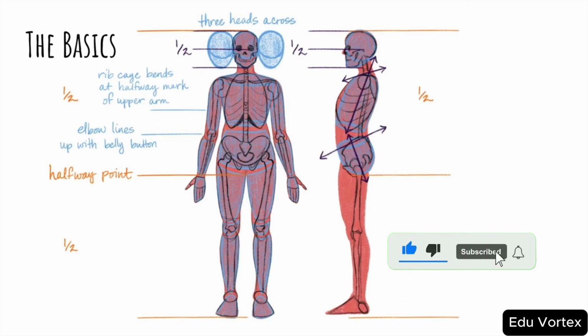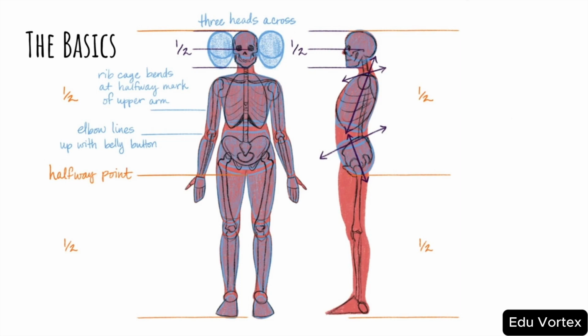the eye line is the halfway point of the skull, and traveling down the body, the rib cage bends at the halfway mark of the upper arm, the elbow lines up with the belly button, and the hands fall above the knees about halfway up the thighs. The overall halfway point of an average figure is at the bottom of the hips.